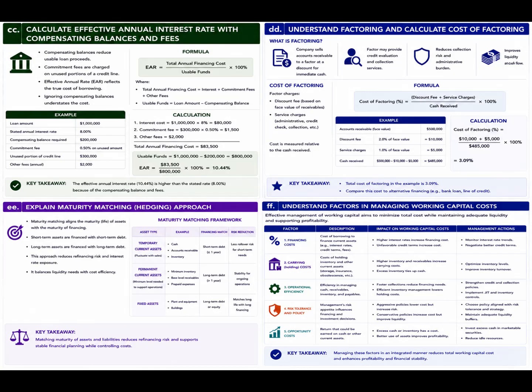The cost of factoring includes the discount fee plus any service charges. It is measured relative to the funds received. Firms compare factoring costs to alternative financing costs. Factoring is beneficial when liquidity is critical or when collection risk is high.